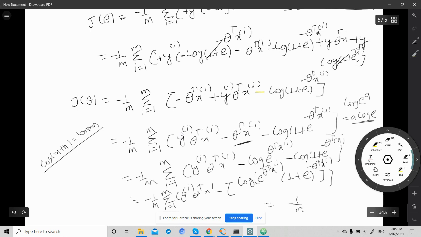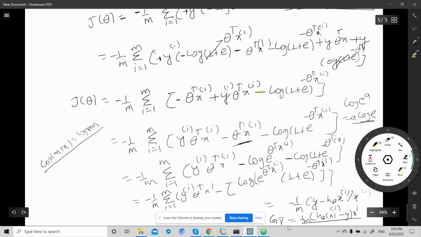minus 1 by m sigma of y minus h theta of x with respect to i, whole times x of i, and this will again be 1 by h theta of xi minus y xi. So this will be my final equation. This is my gradient descent equation.